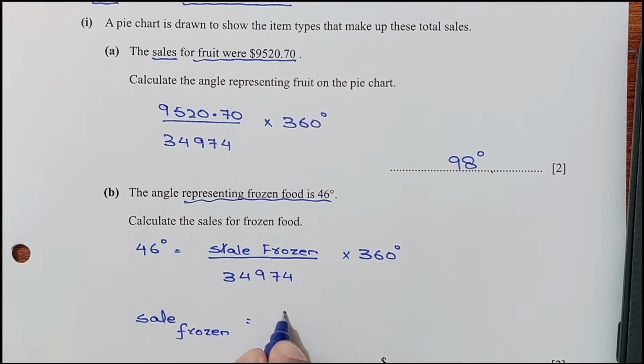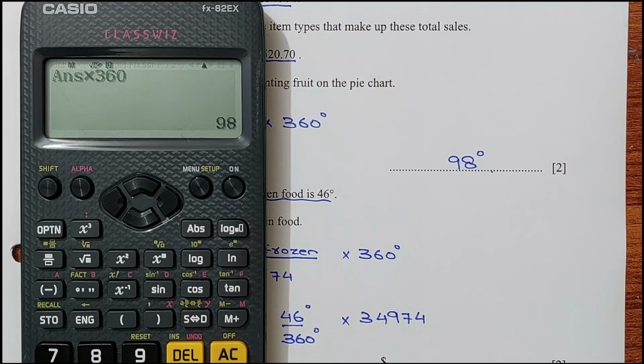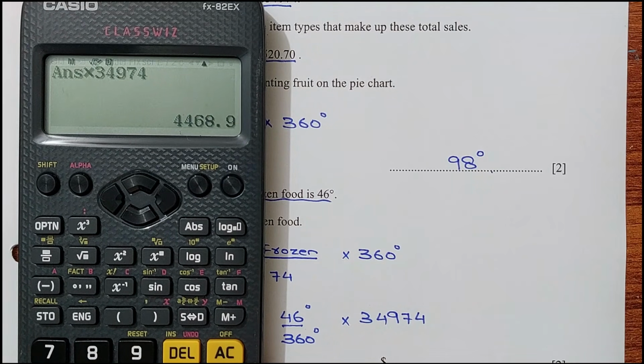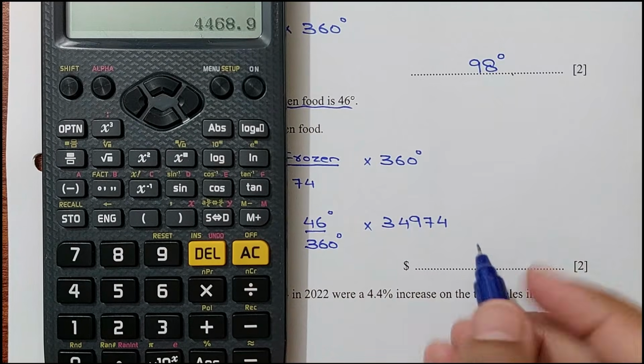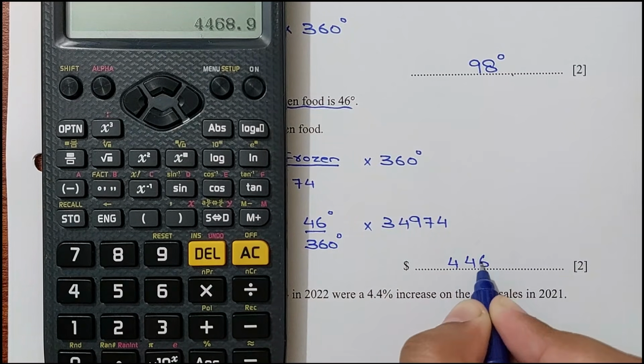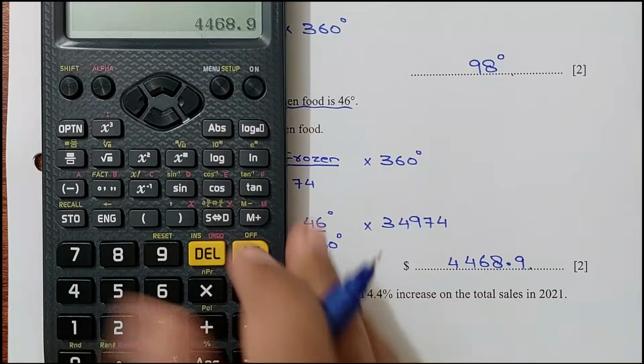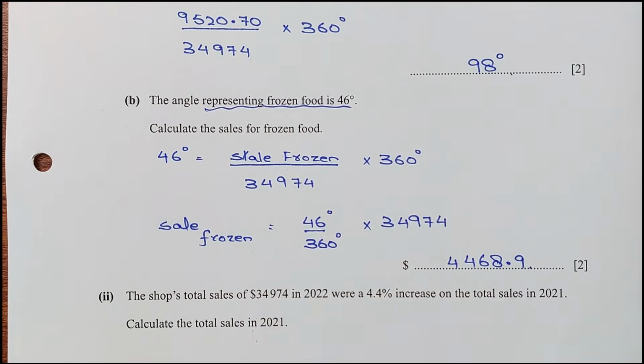This would be 46 degrees divided by 360 degrees, multiplied by 34,974. 46 divided by 360 times 34974 is 4,468.9. So 4,468.9 is the sale for frozen foods.